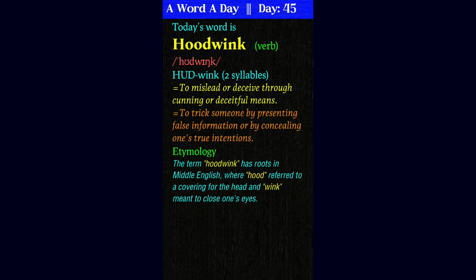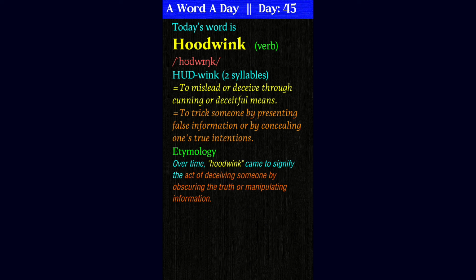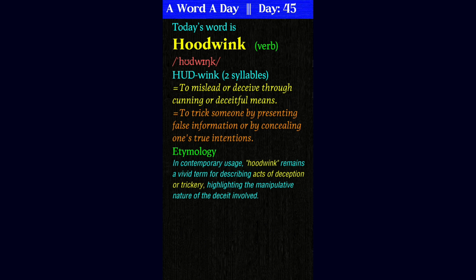Etymology. The term hoodwink has roots in Middle English, where hood referred to a covering for the head and wink meant to close one's eyes. Originally, hoodwink referred to the act of blindfolding someone, often as a means of deception or concealment. Over time, hoodwink came to signify the act of deceiving someone by obscuring the truth or manipulating information. It suggests a deliberate attempt to mislead or trick another person, often through cunning or deceitful tactics. In contemporary usage, hoodwink remains a vivid term for describing acts of deception or trickery, highlighting the manipulative nature of the deceit involved. Day 46.